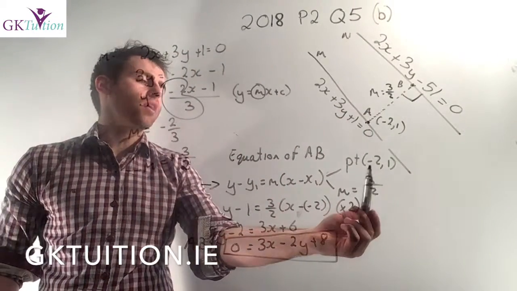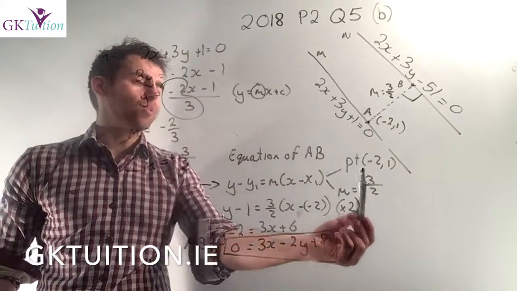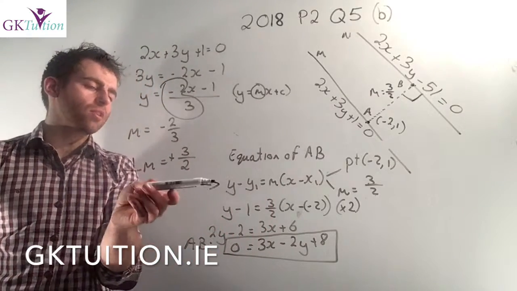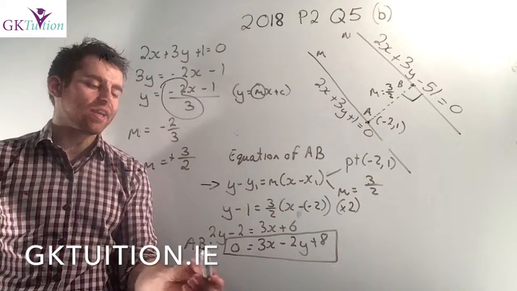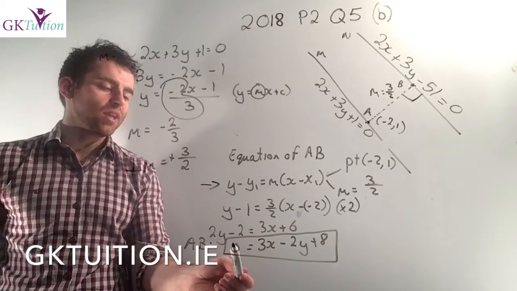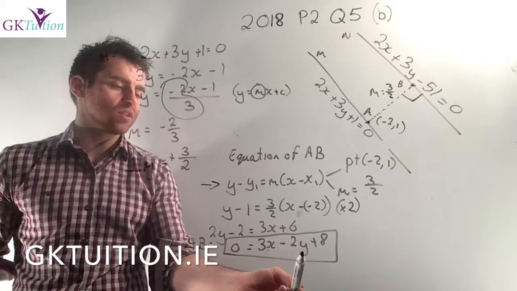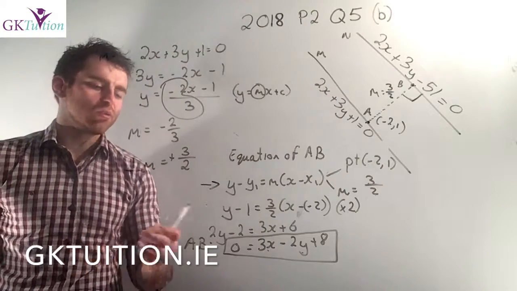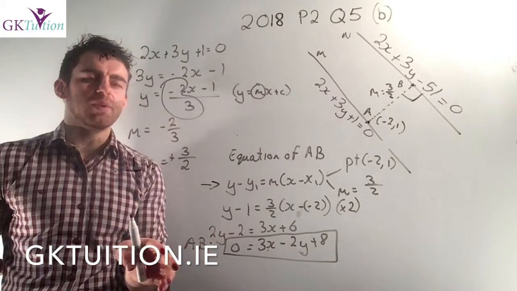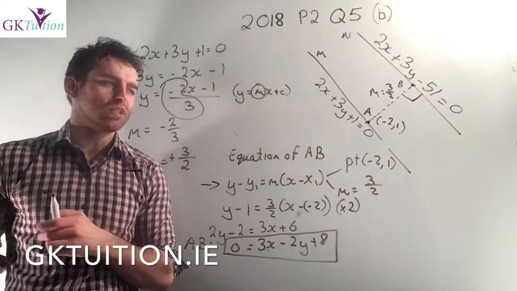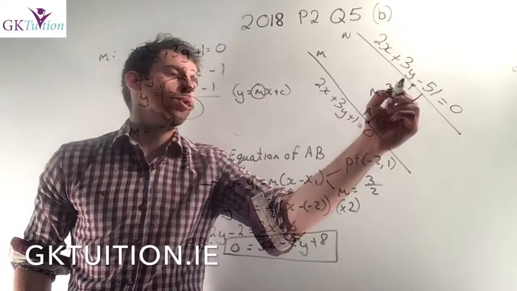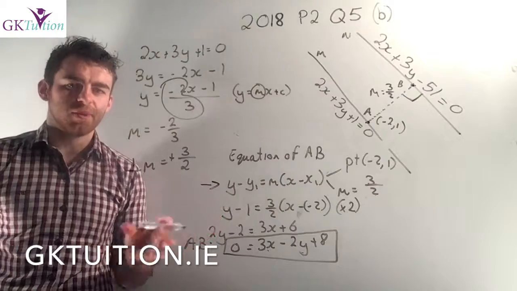So I know a point on the line is minus 2, 1, and the slope is 3 over 2. So I subbed into the formula for y minus y1 equals m times x minus x1, and I ended up with the equation of my line is 0 equals 3x minus 2y plus 8. So now that I know the equation of the line AB, and I know the equation of the line N, I can do a simultaneous equation to get the point of intersection, which is B. And that'll be the final part of my question.